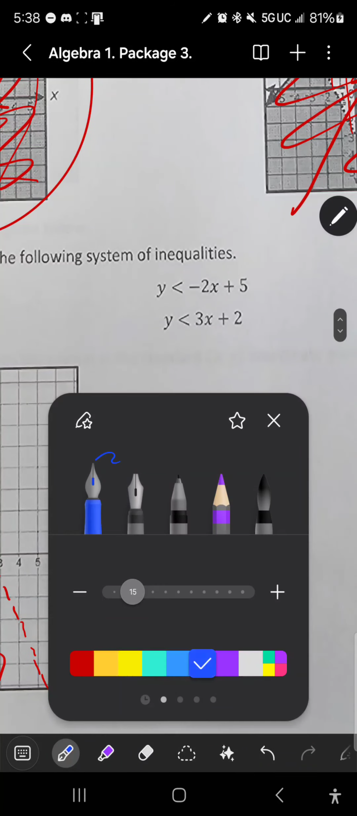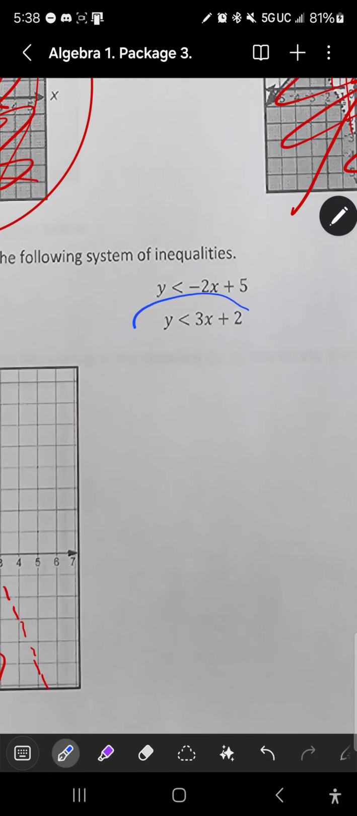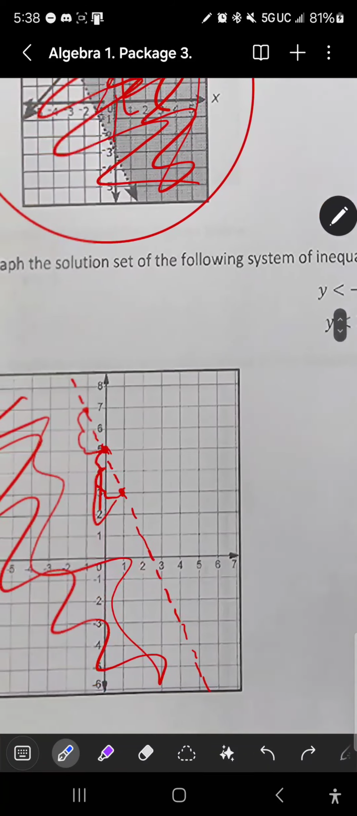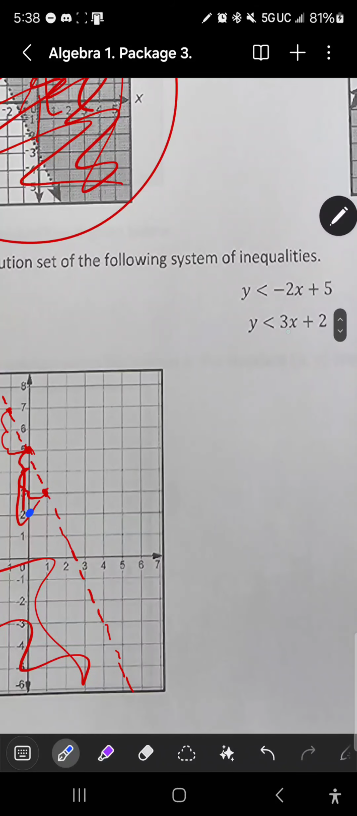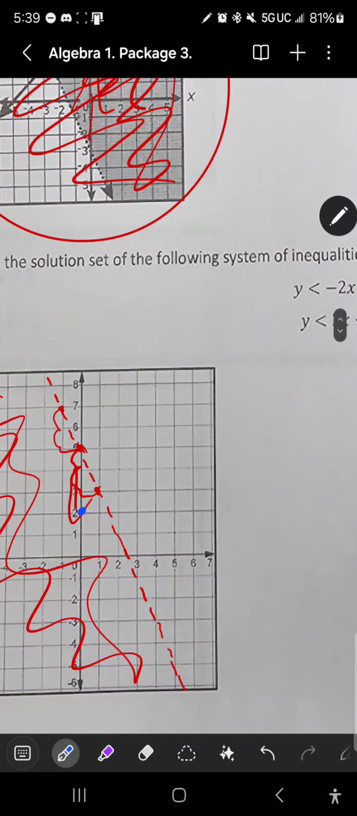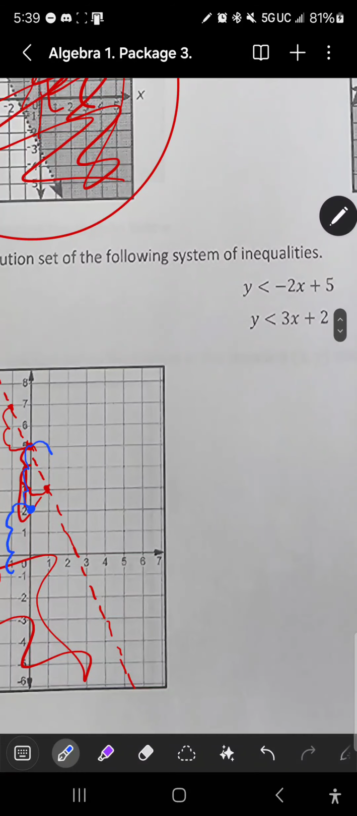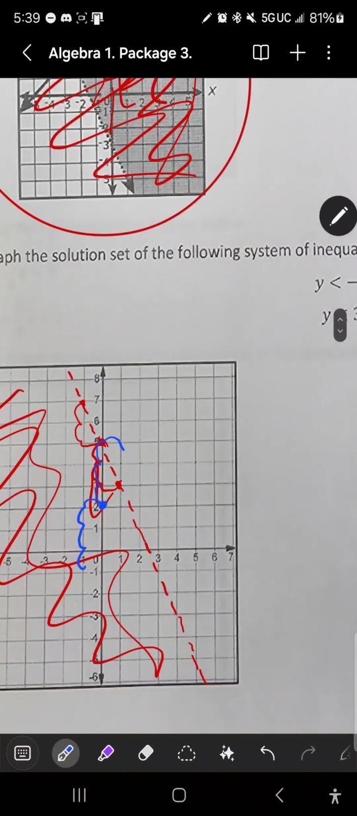Now, let's use another color. For this one, the y-intercept is 2. We're right here, and we're looking at a slope of 3, so it's rise over run: 1, 2, 3, 1, 2, 3. Now it says that it's less than, so it's not continuous because it doesn't have an equal sign. So it's going to be something like this.